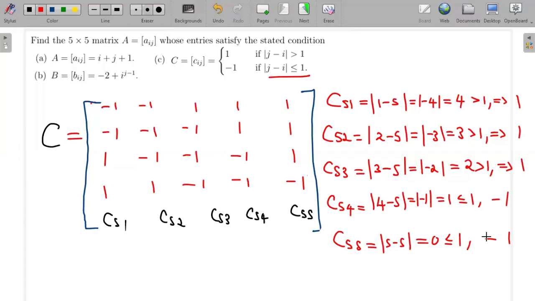Okay, so we raise this and then we put in the values for the row. So that will be 1, 1, 1, minus 1, and then minus 1. All right, so we've constructed the matrix C. We've also constructed B and A. So that's how you can easily construct a matrix when you've been given specific conditions.